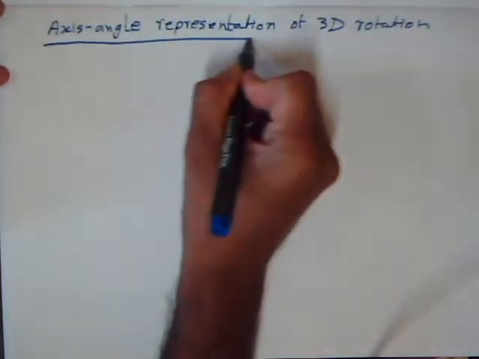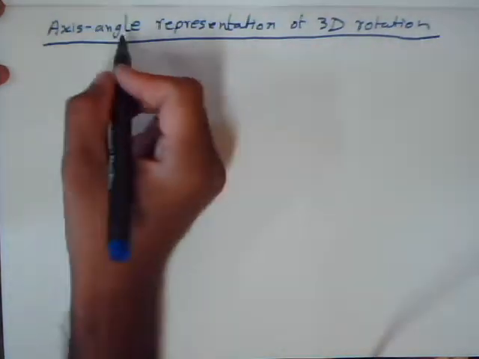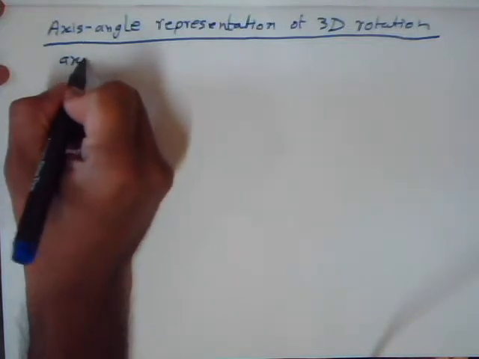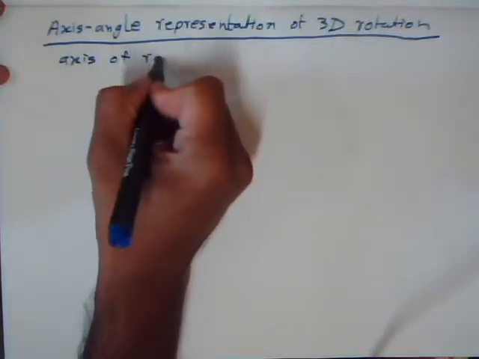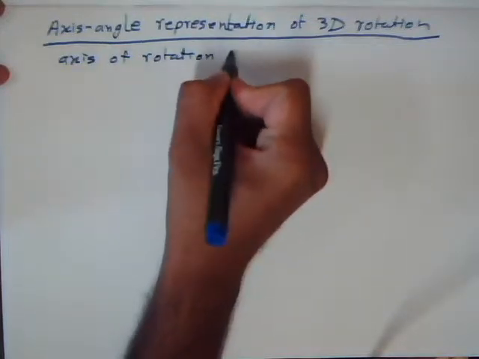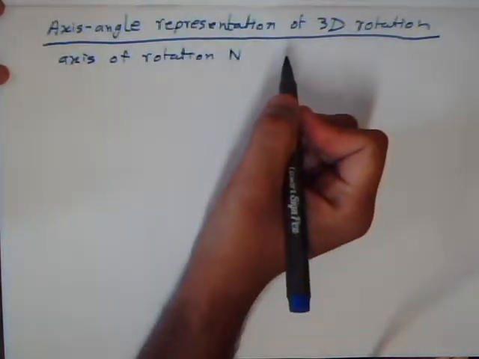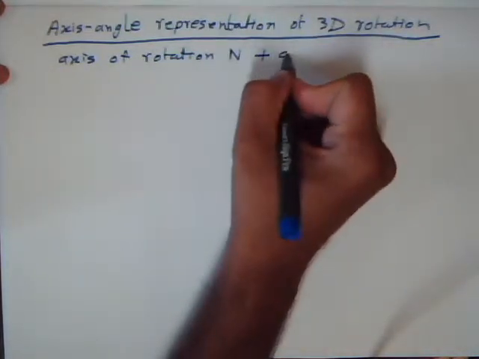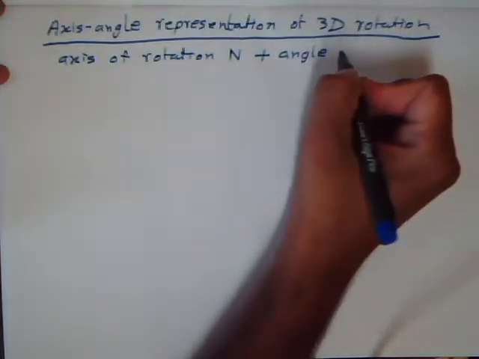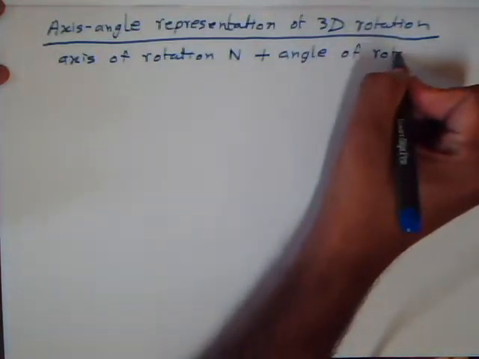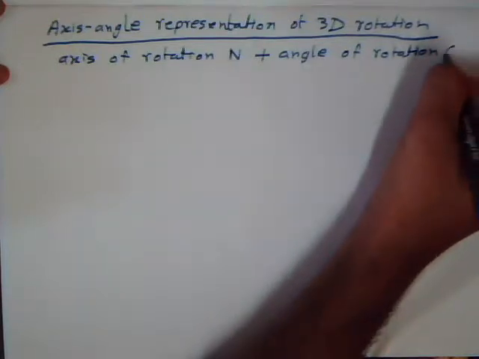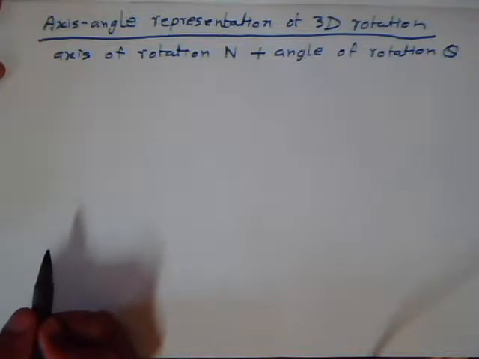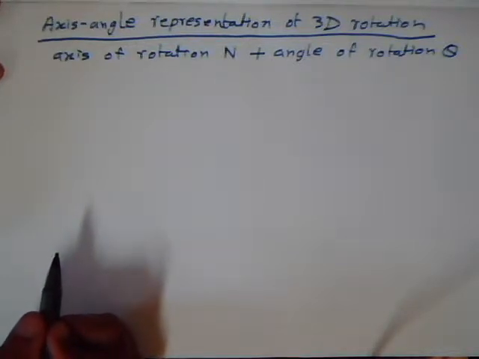So previously we have seen that a 3D rotation can be specified by specifying the axis of rotation, that is the axis around which the rotation occurs, and the angle or the magnitude of rotation, which we denoted as theta. So together the axis and the angle specify the 3D rotation completely.